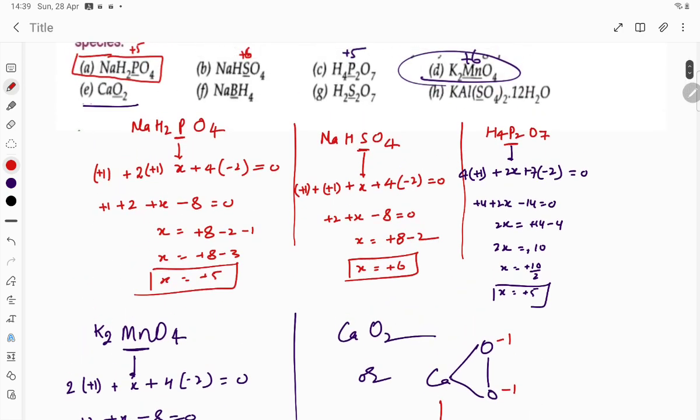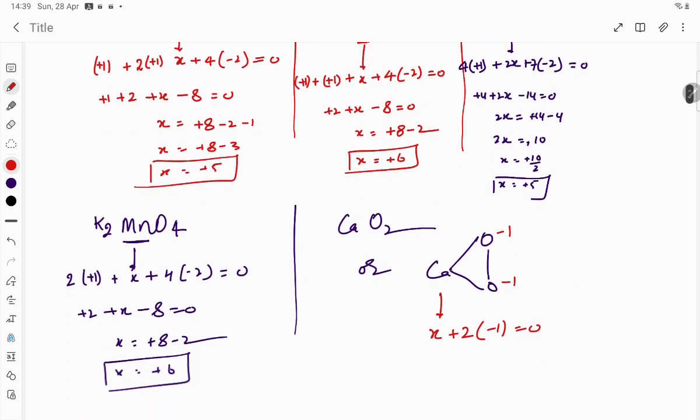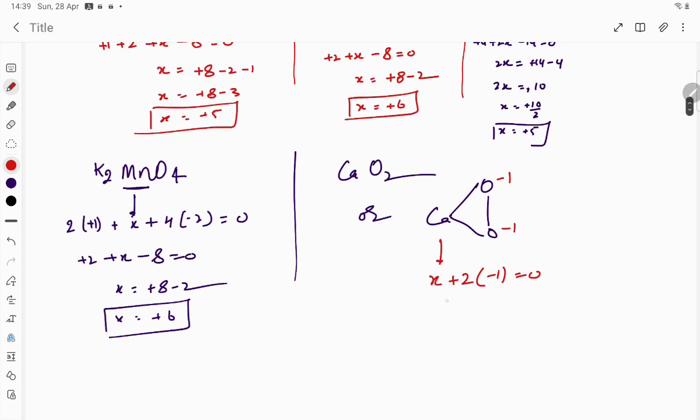So we are supposed to calculate the calcium. So x is equal to, this is a -2, equal to 0. So x is equal to plus 2.